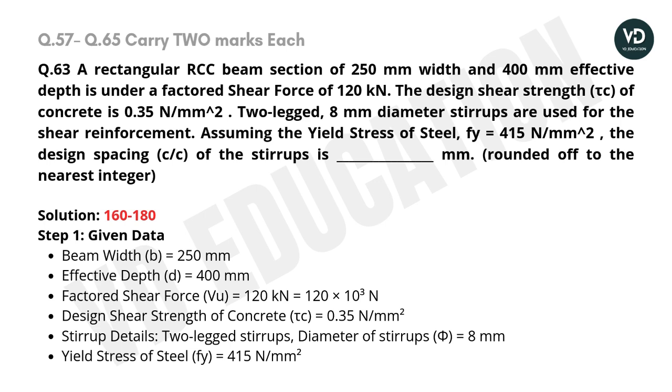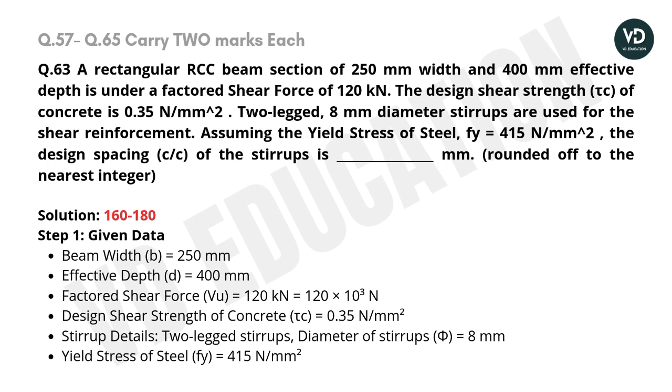The design shear strength of the concrete is 0.35 Newton per square meter. Two-legged 8 mm diameter stirrups are used for the shear reinforcement. Assuming the yield strength of the steel is 450 Newton per square meter, the design spacing center to center of the stirrup is dash mm, rounded off to the nearest integer.